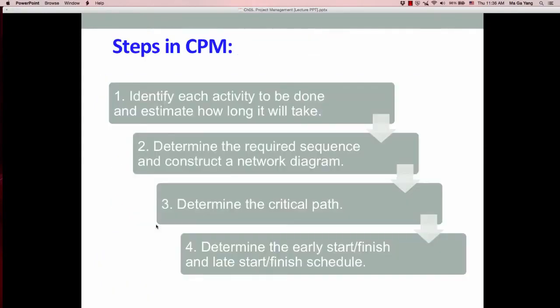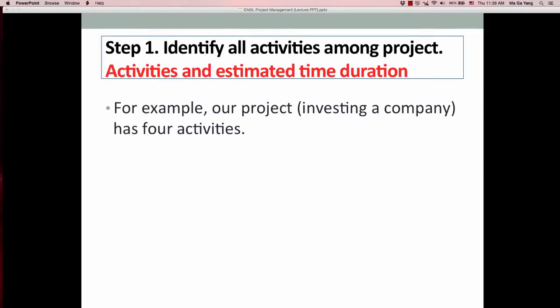Now let's consider the steps in CPM. Here is the procedure for scheduling a project. In this case, a single time estimate is used because we are assuming that the activity times are known. Consider that you have a group assignment that requires a decision on whether you should invest in a company. So we identify all activities in the project.